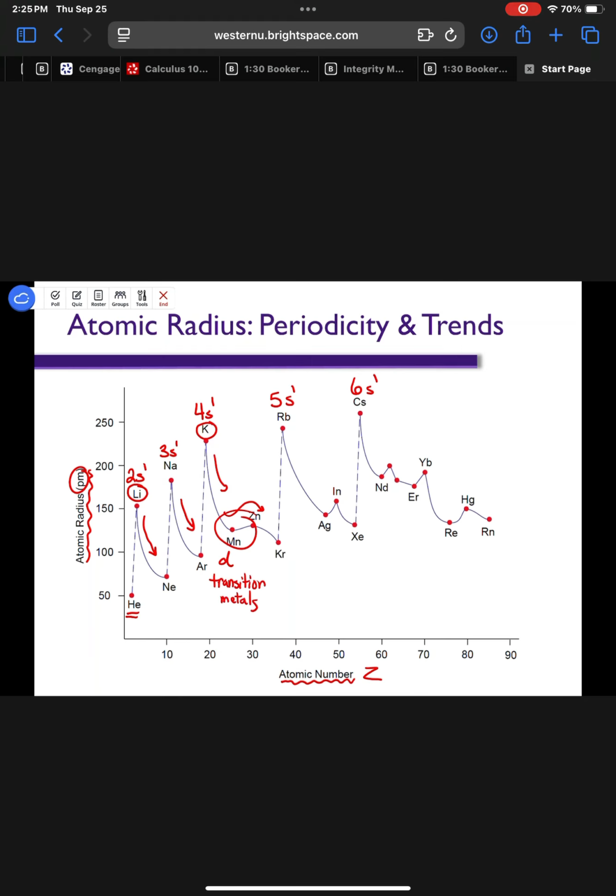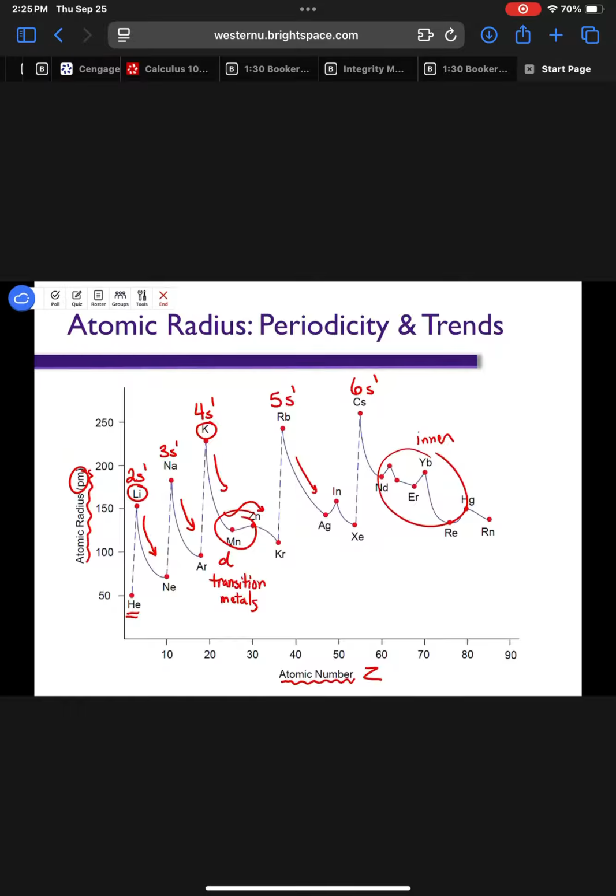And then we go up to rubidium, 5s1. And then as we go across, we hit some funny business in the transition metals and the inner transition metals, I believe, as well. So it gets a lot more exciting. Oh, the inner transition metals are the next one as we go across.